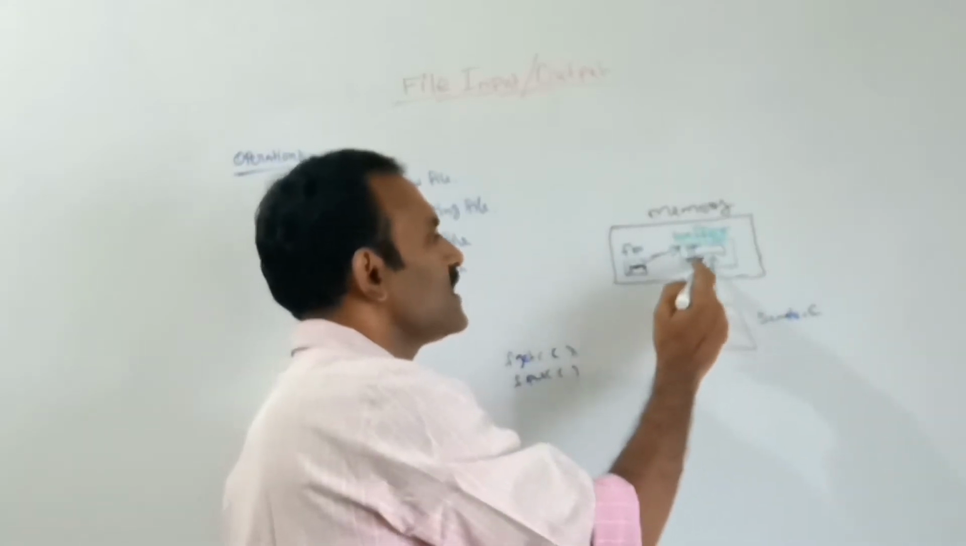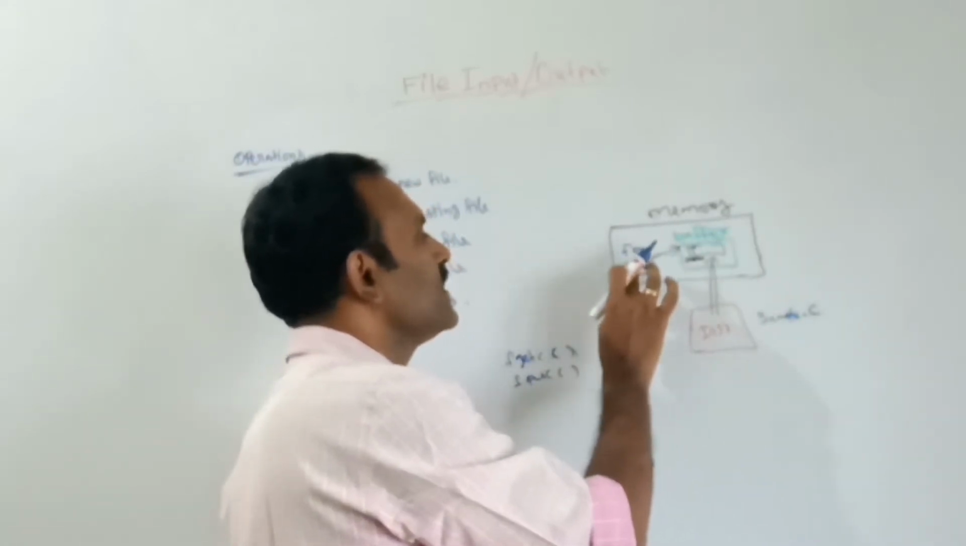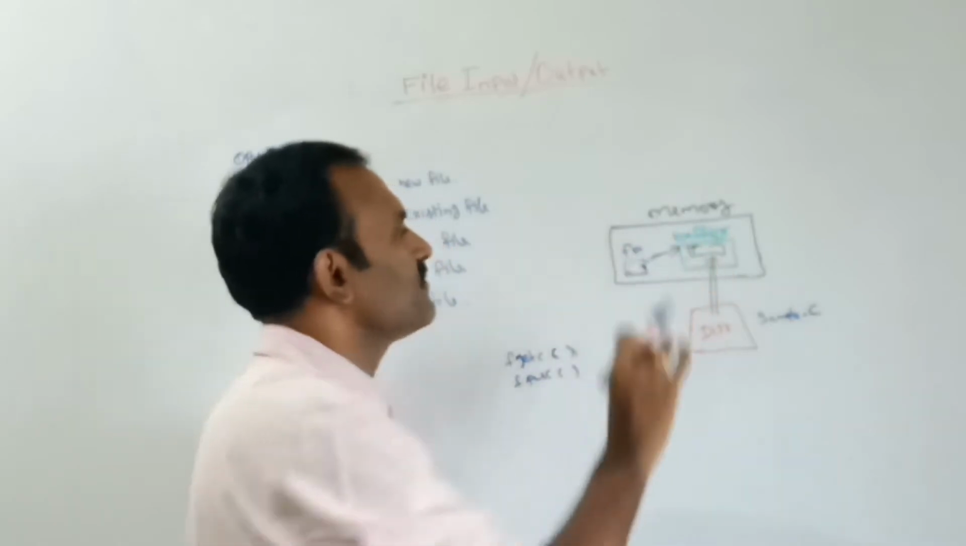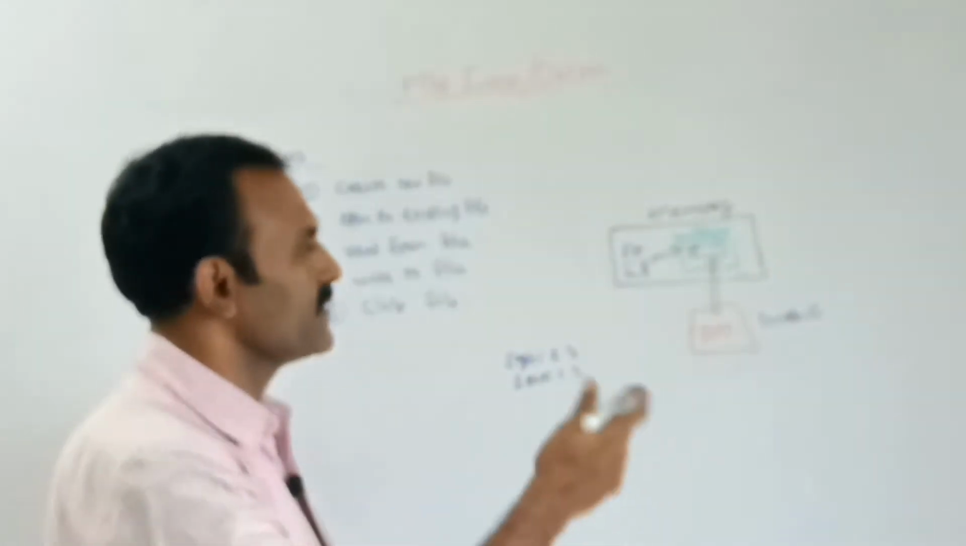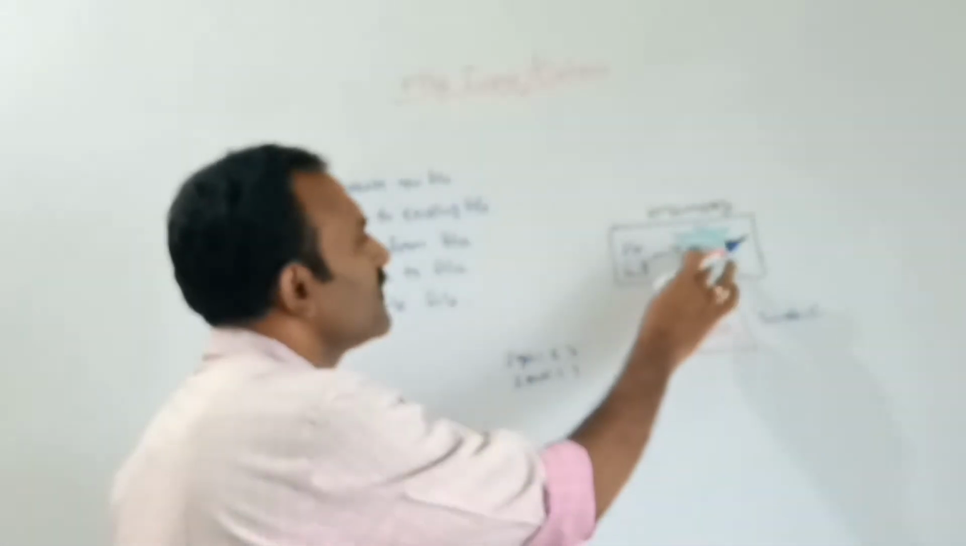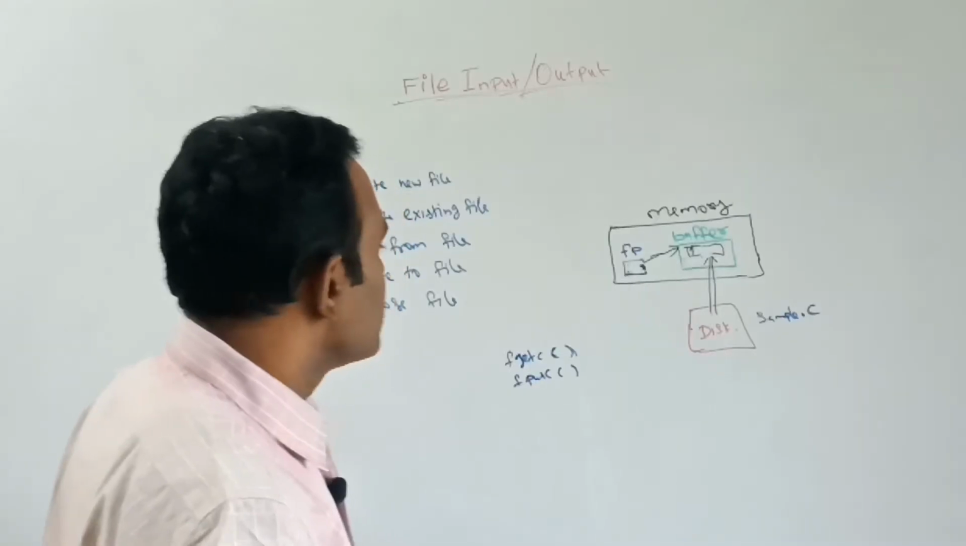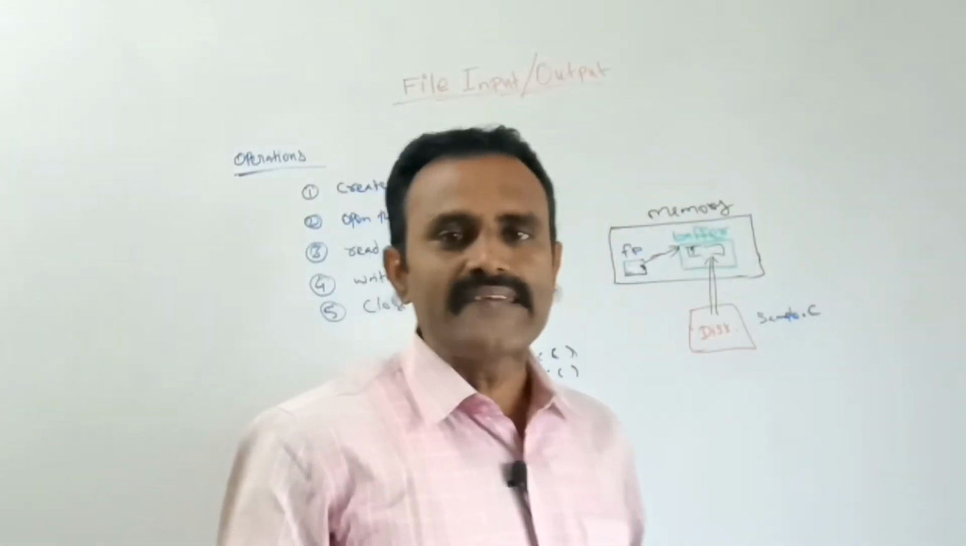So what is this address? Here 1000 is stored. Now the file pointer will be null when we are closing, so the content inside this buffer also will clear. Now let us see this simple program, how it works.